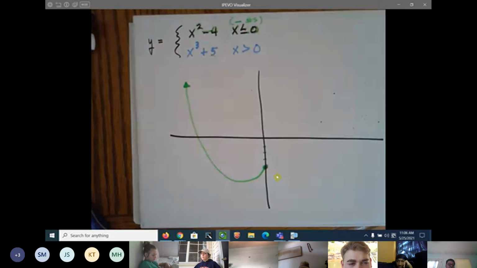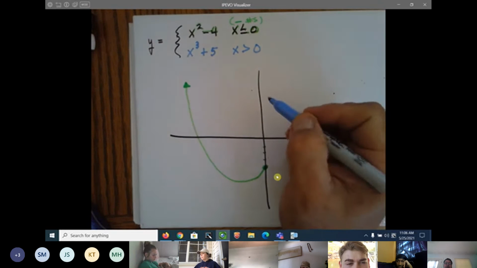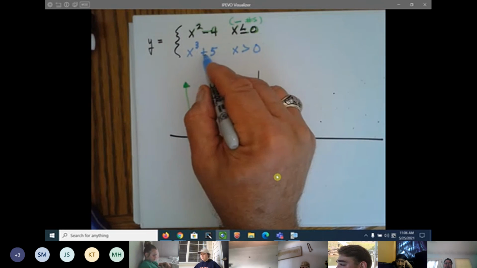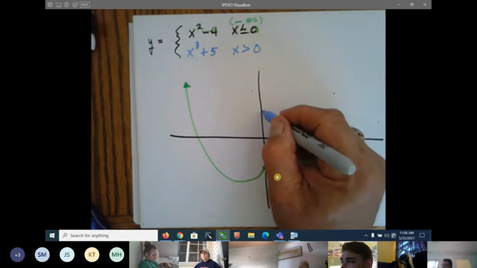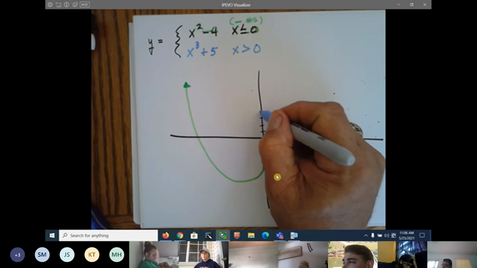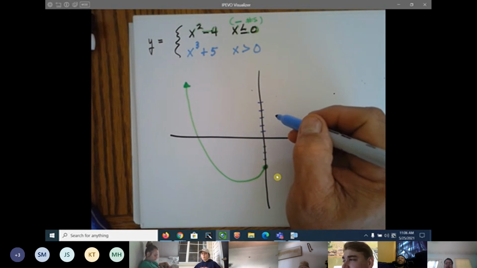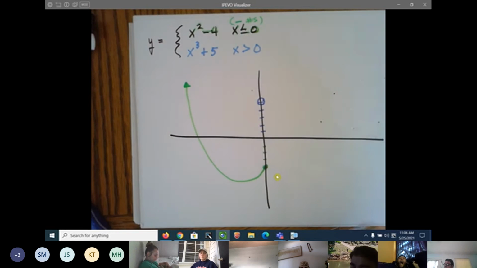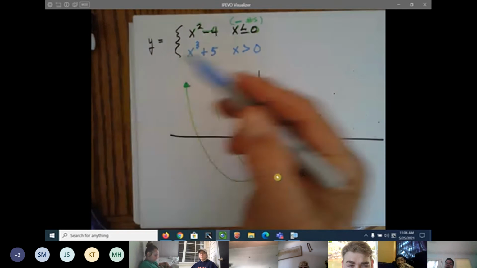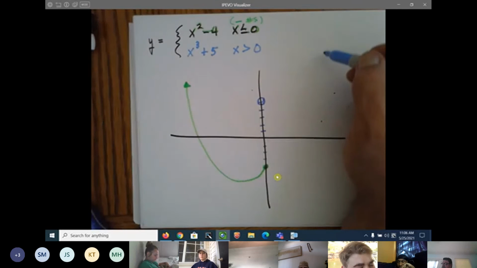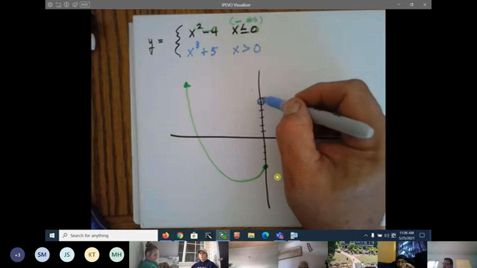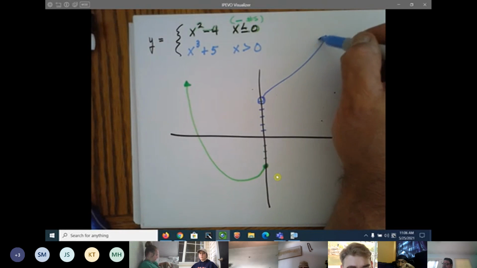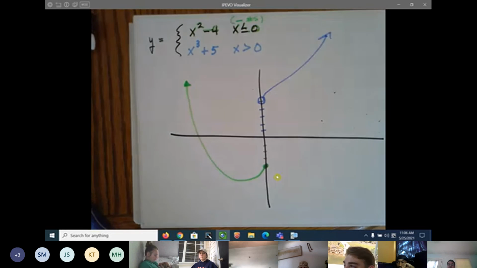And then the blue is, we know that the y-intercept is plus 5. We cannot use 0, so that's going to be an open circle. And we know the cubic function looks like this, so we're going to give it kind of a curve like that. And that should be what it looks like.